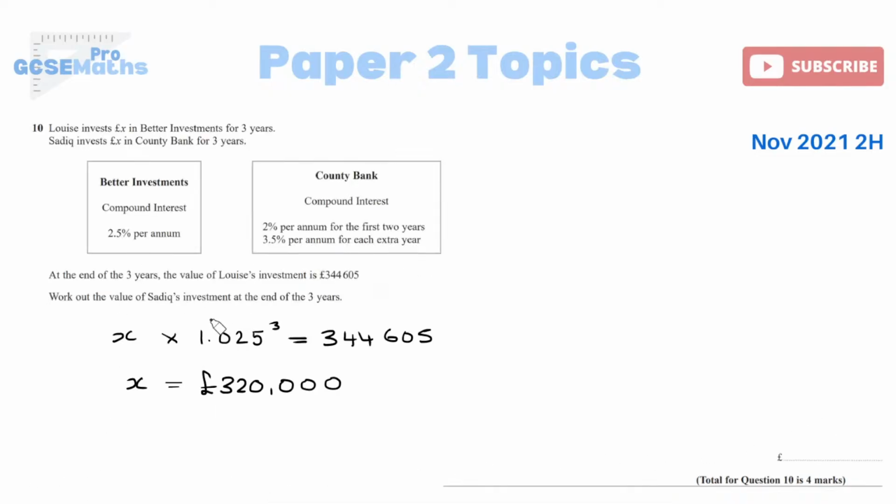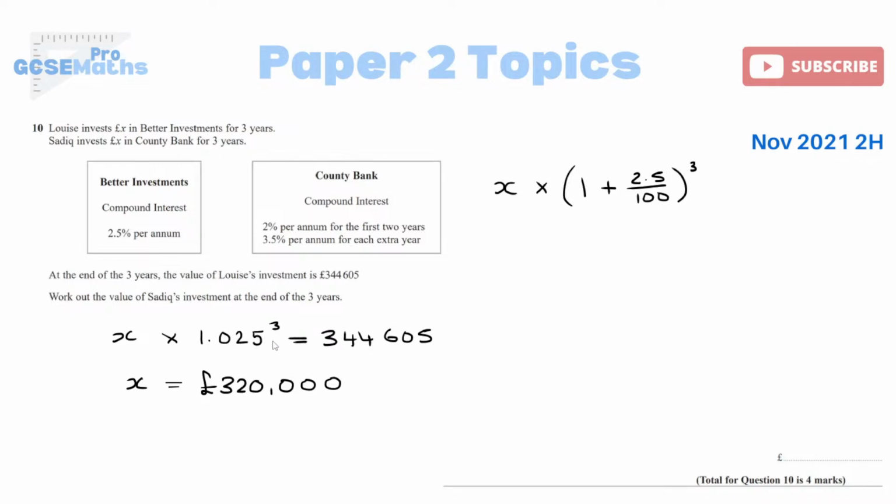So the 1.025 is, from your formula sheet, you take the initial amount, or the principal amount, I think they call it, you multiply it by, into your bracket, 1 plus the percentage over 100, which was 2.5, because we're doing Louise, and then to the power of 3. That's from the formula sheet if you want to copy the exact thing from the formula sheet.